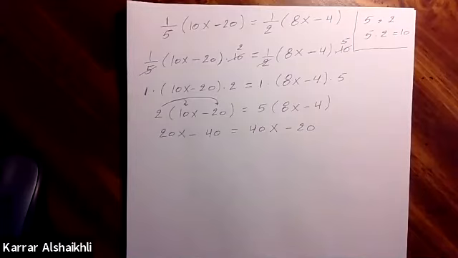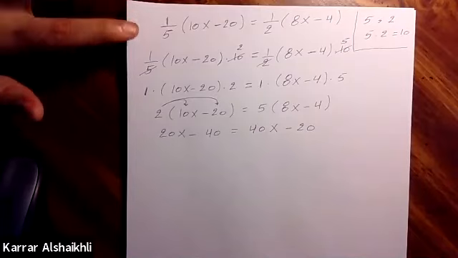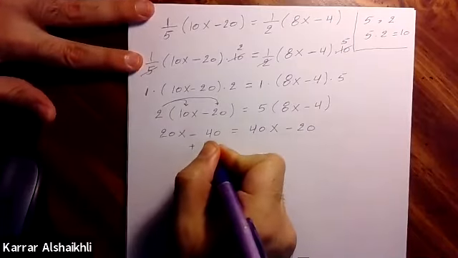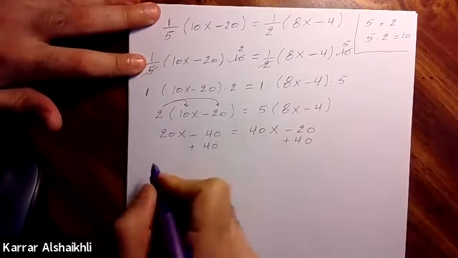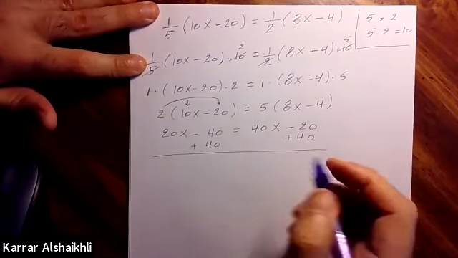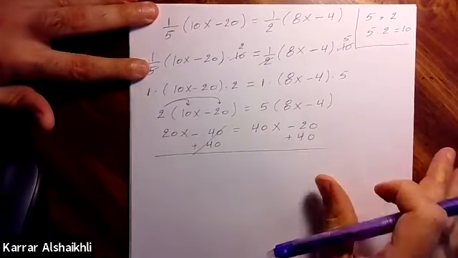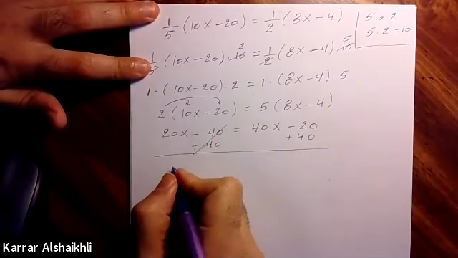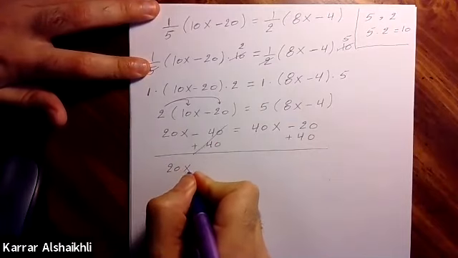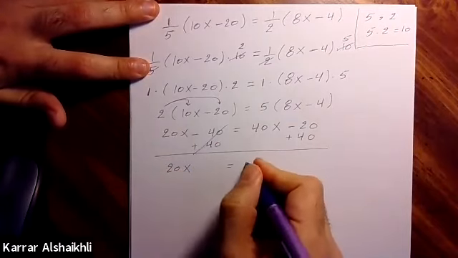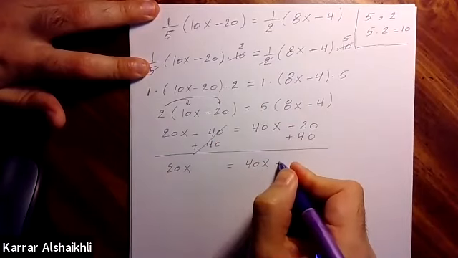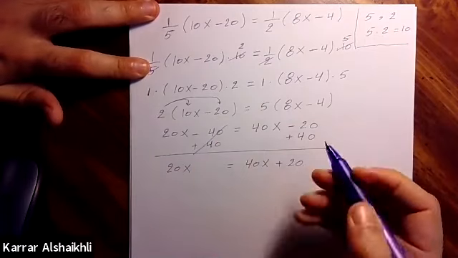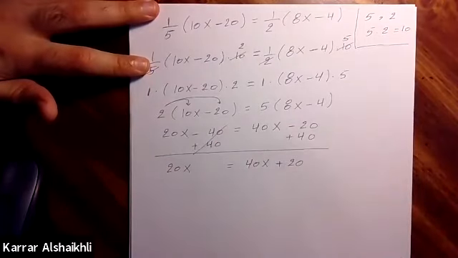Move the variable to one side and the numbers to the right side. So I'm going to add 4 here. I'm going to add 4 here. Cancel these. The leftover from this side is a 20x equal 40x plus 20, because negative 20 plus 40 is going to be 20.